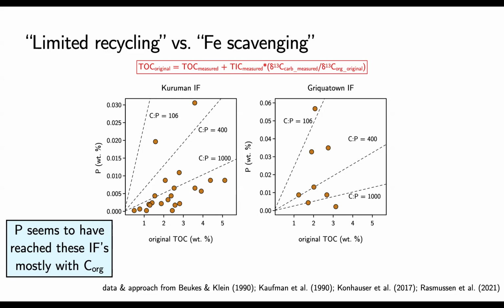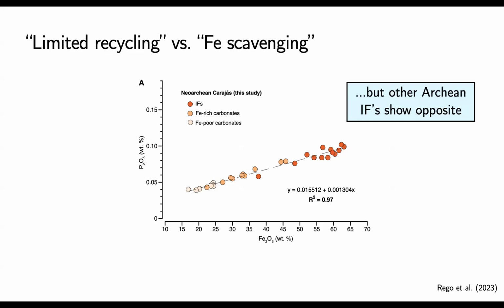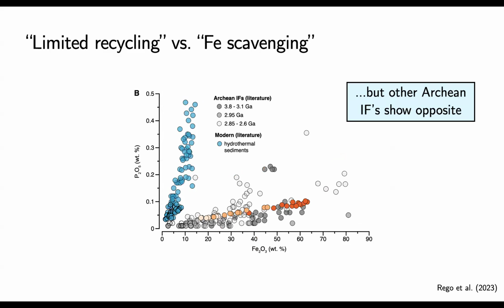I'll note, though, that of course I was happy with that aligning with these model predictions some years ago, and in the meantime, some other work has now shown that there are places where you see the opposite, where you can find in these Neo-Archean carbonates of South America a very strong correlation of phosphorus with iron, which is what we would expect if iron scavenging were important. And not only that, but we see that there's a much shallower slope in the Archean samples, phosphorus versus iron, than in modern hydrothermal sediments, which is consistent with lower phosphate levels in Archean seawater.